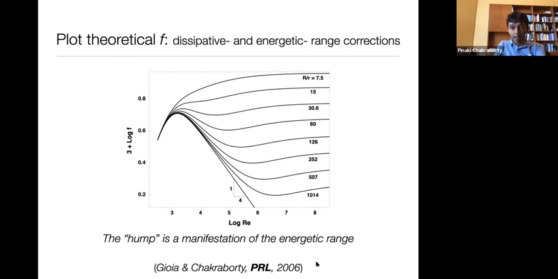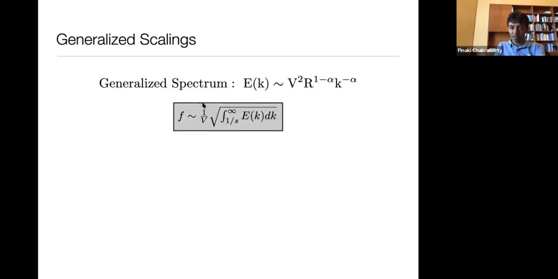Okay, so the idea is we are going to generalize the notions that I've described so far. Let's take our spectral link, which is this transform between the energy spectrum and the friction. And we ask, instead of the Kolmogorov picture for the energy spectrum, what if we have a generalized spectrum where E(k) scales as k to the power minus alpha, and I'm going to refer to alpha as the spectral exponent. In the Kolmogorov picture of the energy cascade, alpha is equal to 5/3. But for whatever reason, if alpha were different from 5/3, what kind of predictions would we get from that analysis?